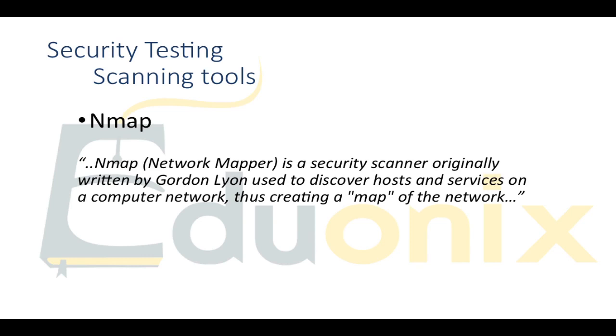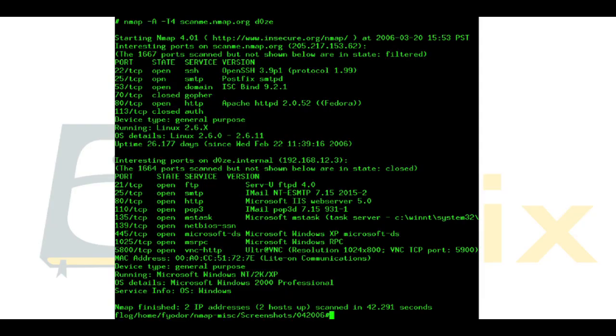Nmap is a security scanner, originally written by a guy called Gordon Lyon, and is used to discover hosts and services on a network, thus creating a network map of the website, or Nmap. Nmap you can run on almost anything now. There's a version out for almost every OS. This is a little sample here, quite an old sample, of somebody performing an Nmap scan against nmap.org.